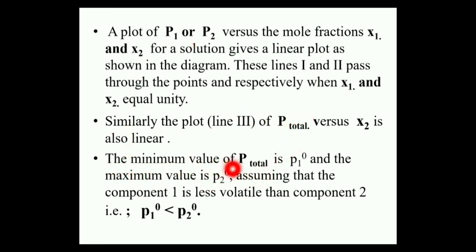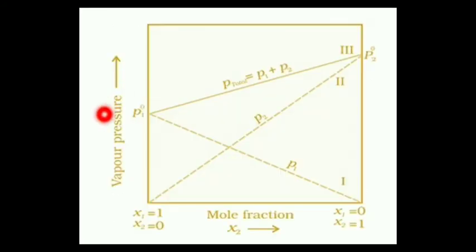The minimum value of P total was found to be P1 naught. Can you see the minimum value of P total that has been given as P1 naught? So the total vapor pressure's minimum value is P1 naught and the maximum value is found to be P2 naught. Why? Because component 1 is less volatile than component 2, that is P1 naught is less than P2 naught. That is why the maximum value is P2 naught and the minimum value is P1 naught.